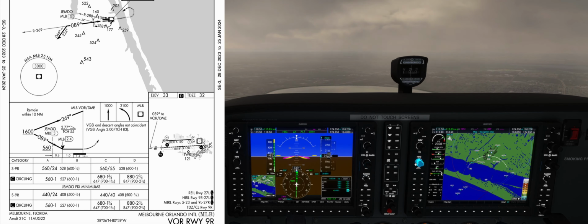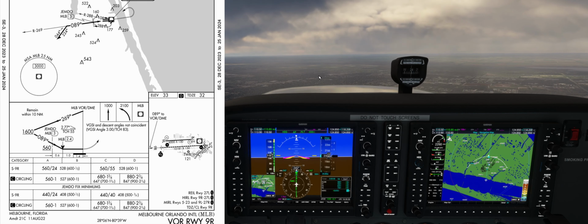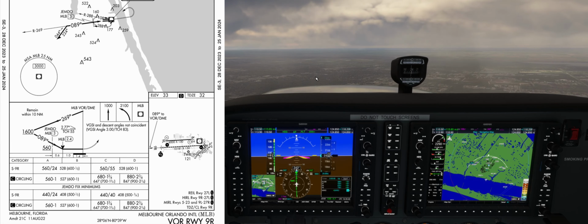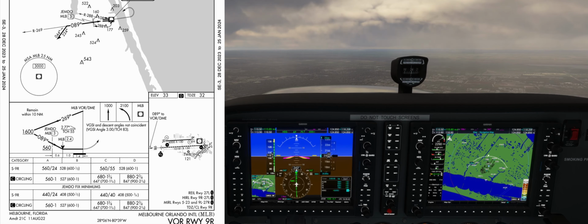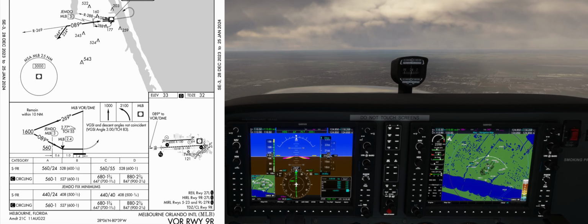Looking at the vertical layout of the approach, we need to maintain at or above 1600 until we are established on the 089 radial inbound. Once we are, we can descend to the minimums, which are 560 feet and 2400 feet of visibility. Our missed approach point is going to be the VOR.